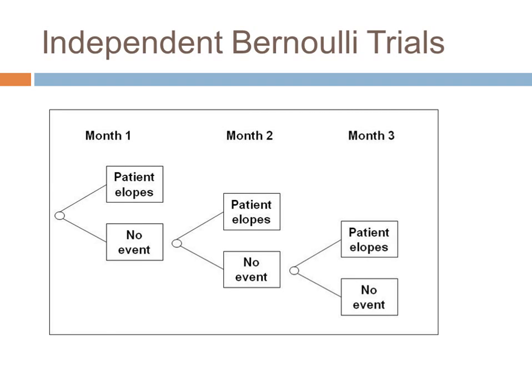For example, having 2 patients elope in 3 months is possible if patients elope in month 1 and 2 but not 3, and if they elope in months 1 and 3 and not 2. Finally, the third possibility is that the patient elope in month 2 and 3 and not 1.